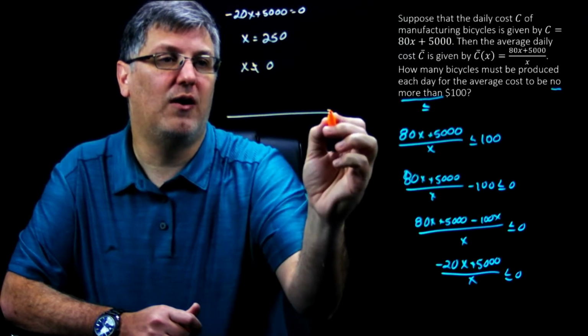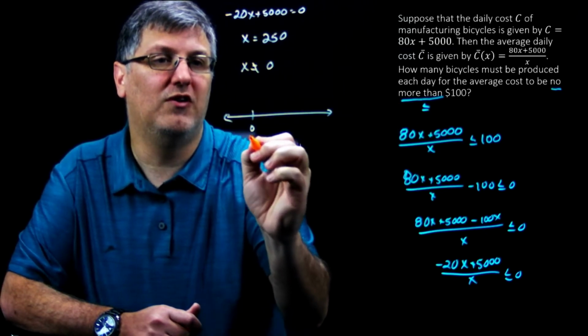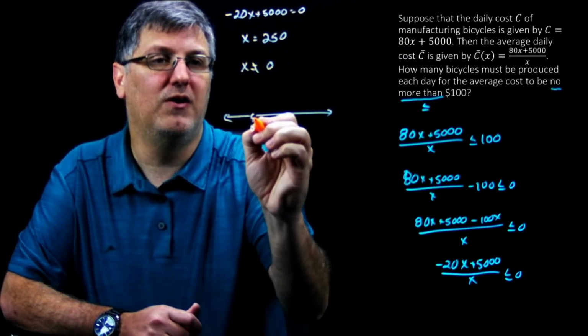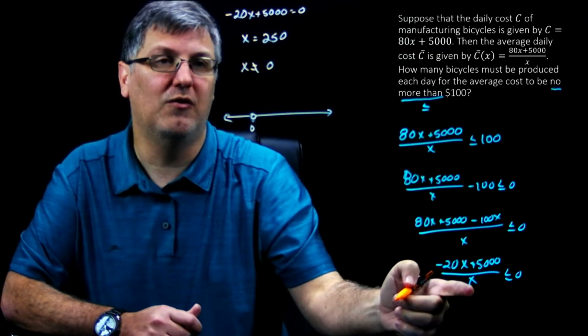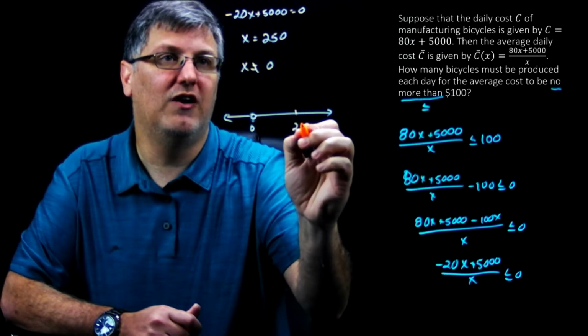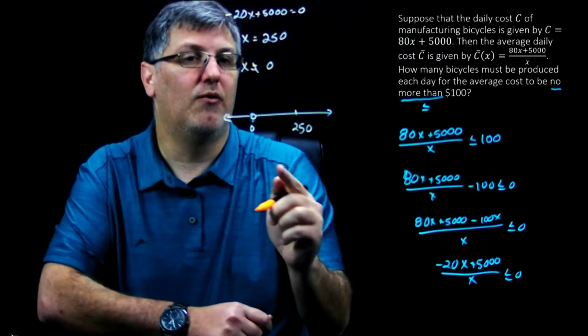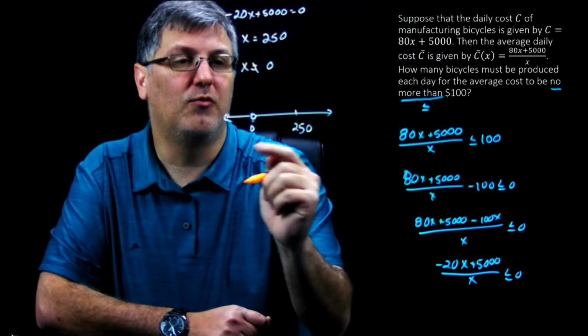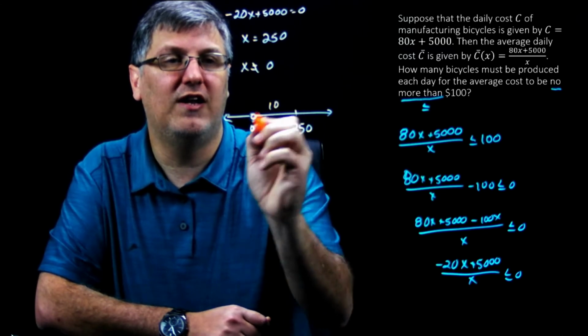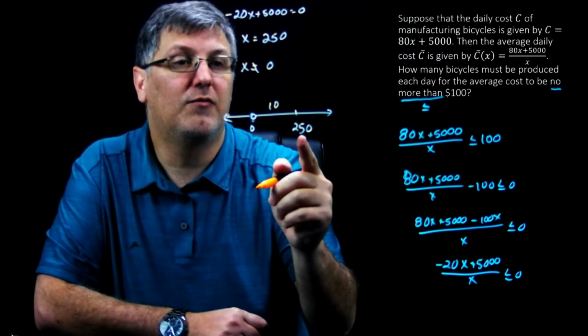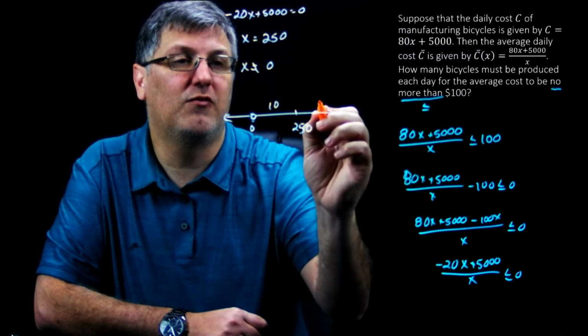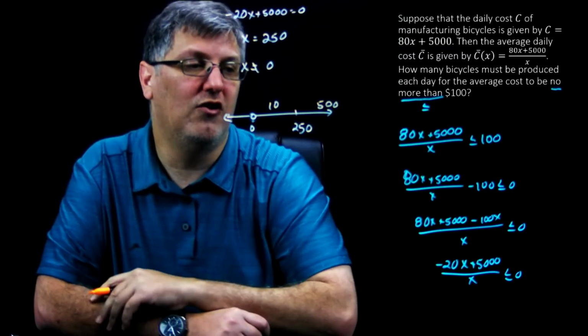So now I'm going to do my inequality test. I'm going to put my 0 here. I'm going to put an open dot because I can't divide by 0. And then my 250. And what I'm going to do is plug in some test values. I'm going to pick a number between 0 and 250. Let's do 10. That's easy enough to do math with. Let's pick a number greater than 250. Let's pick 500. That's easy to do math with.